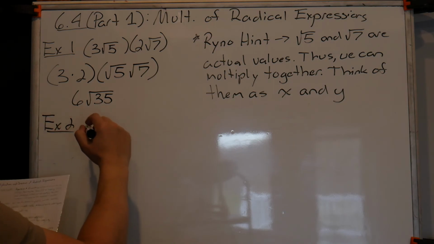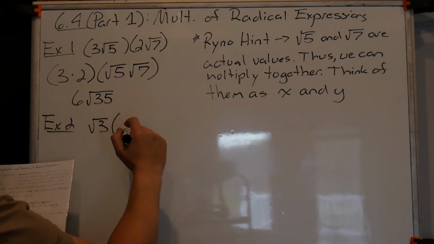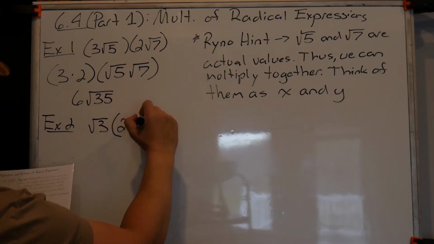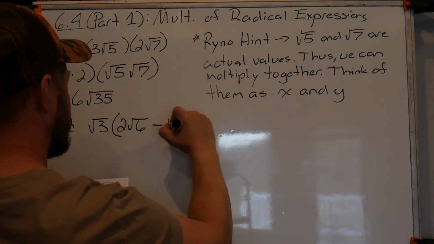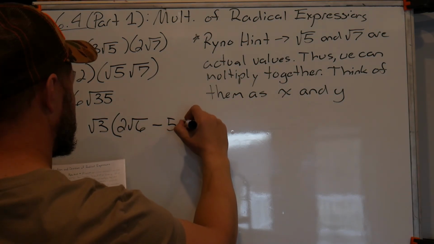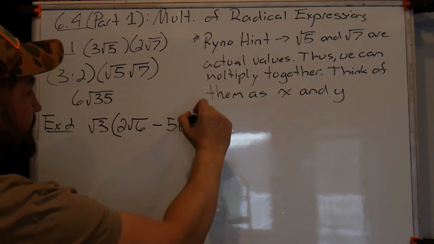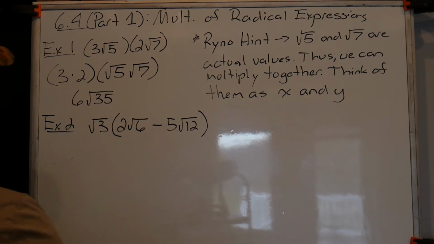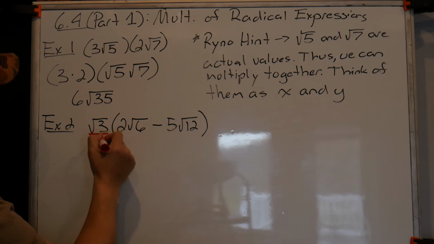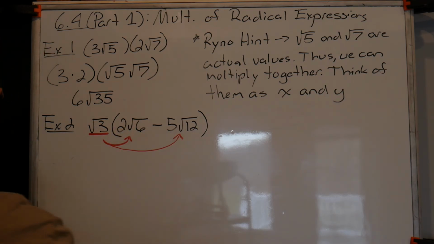So we're going to go to example 2, where they say multiply, and they give us a square root of 3 out front, and then 2 times square root of 6 minus 5 times square root of 12. Well, what they want you to understand here is that you can simply use the distributive property. That times that piece, times that piece.